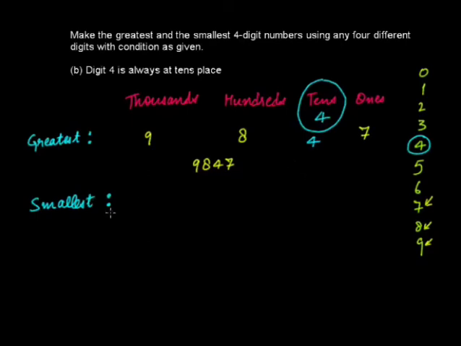In the smallest number, obviously our number should start with the smallest digit, and the smallest digit is 0, but we cannot start a number by 0. So 0 is fixed for this place. We'll start by 1. 1 is here. Then 4 is fixed for this place because at the tens place 4 is fixed. 0 is used, 1 is used. Which is the next smallest digit? Of course 2. So 2 is used here, and the number is 1042.